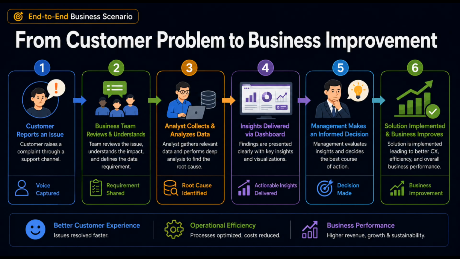From customer problem to business improvement shows how a real business issue is transformed into measurable results. The process begins when a customer reports an issue through a support channel. The business team reviews and understands the complaint, evaluates its impact, and shares a clear data requirement with the analyst. Next, the data analyst collects and analyzes relevant data from multiple sources to identify the root cause.